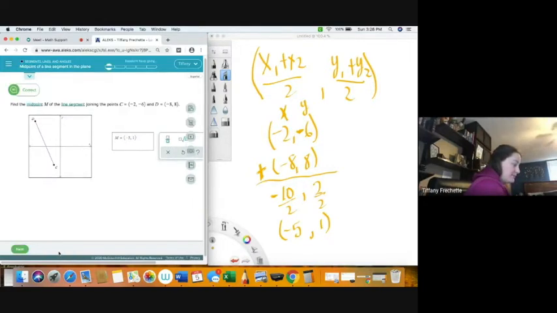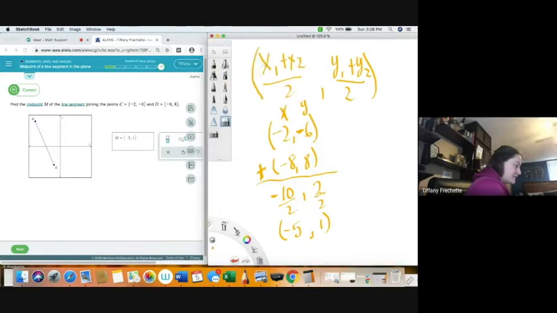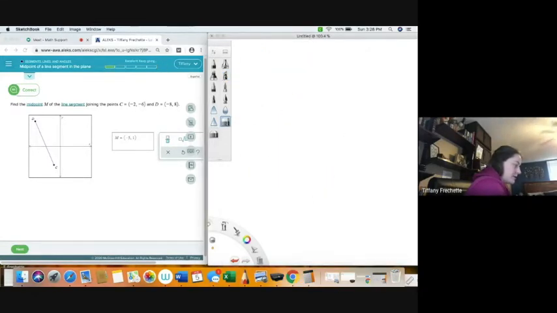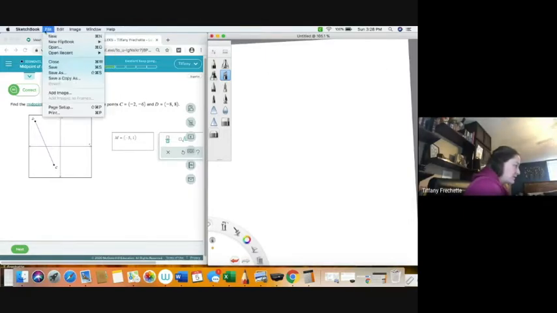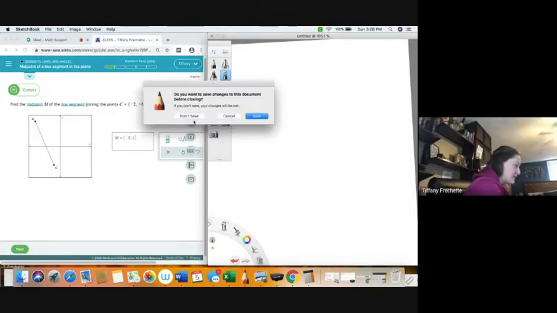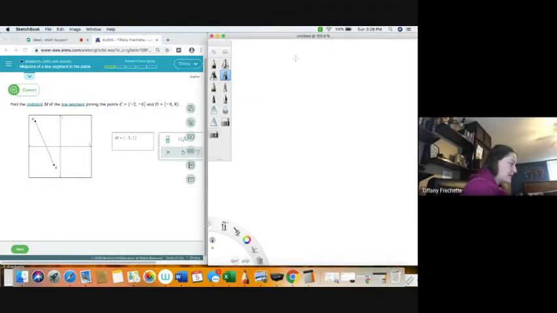Okay, so we're checking it, and yay, we got that one correct. So I'm going to show you the same problem, plugging it into the equation real quick. Gotta fix my page real quick. Alright, that way it's nice and straight. Alright, so here's the equation again, x1 plus x2 divided by 2, and y1 plus y2 divided by 2. So I'm just redoing this exact same one in the equation so you can see it.